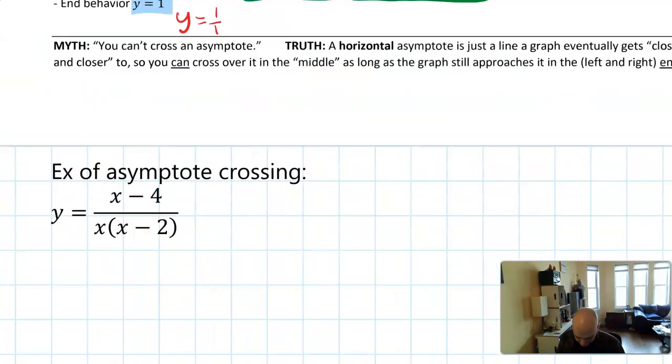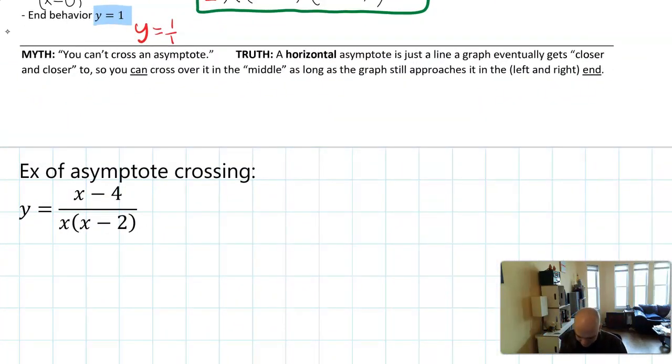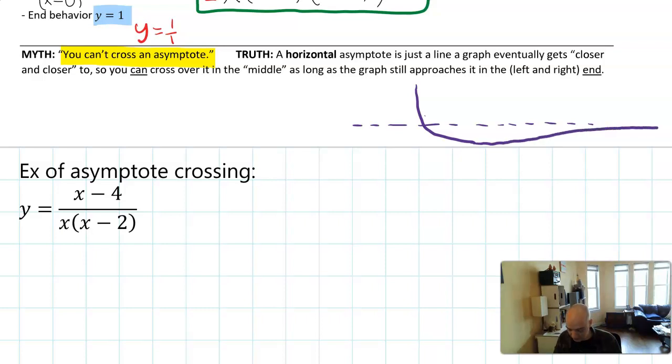So I wrote on the bottom of the packet that it is a myth that you can't cross an asymptote. Everyone seems to think that if you have a horizontal asymptote, and then you have a graph that goes across it, something bad has happened. It could be that you made a mistake, but it could also very well be that the graph just does cross that asymptote. As long as it turns back around towards the end, you are absolutely allowed to cross a horizontal asymptote. You can't cross a vertical asymptote because that represents a value that's undefined.